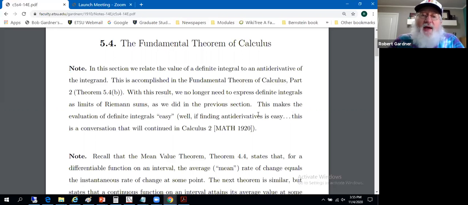And in this way, evaluating definite integrals will be quote unquote easy. But it'll be as easy as finding antiderivatives, it turns out. Maybe finding antiderivatives ain't so easy. However, a conversation to be continued in Calculus 2. Much of Calculus 2 is devoted to finding antiderivatives of functions.